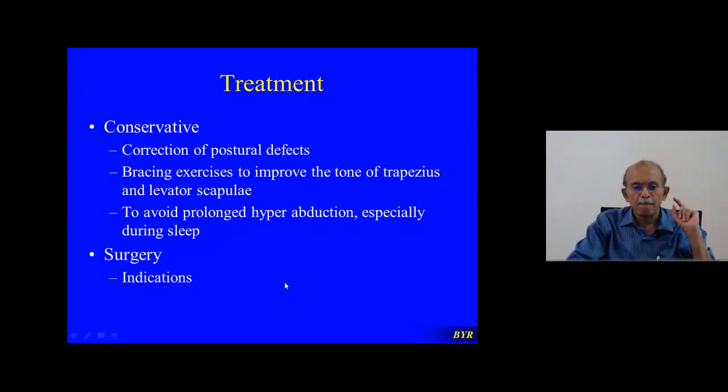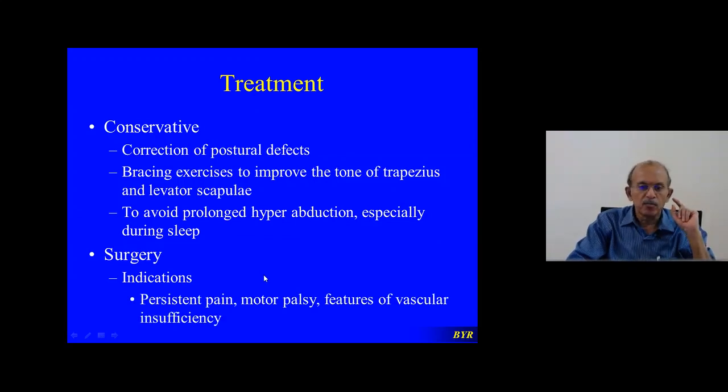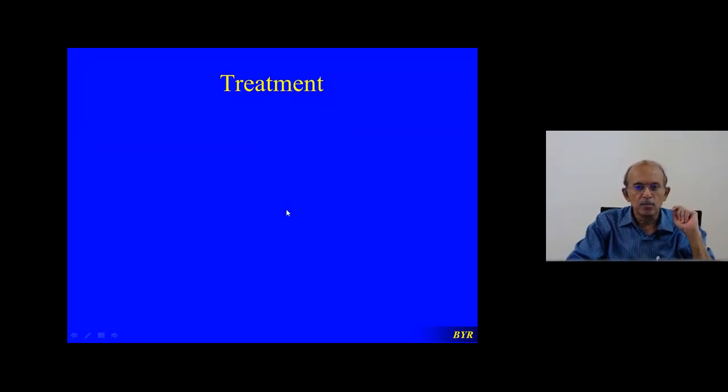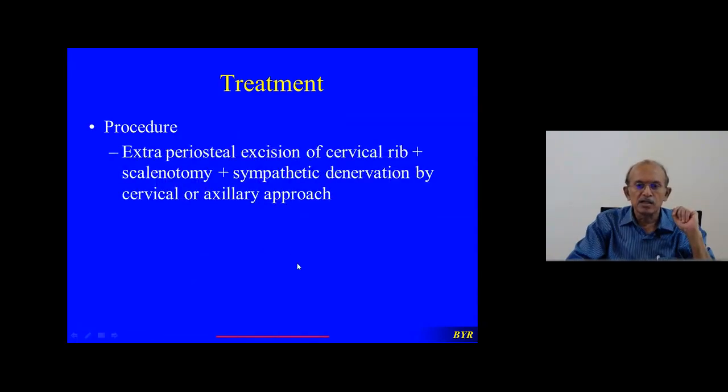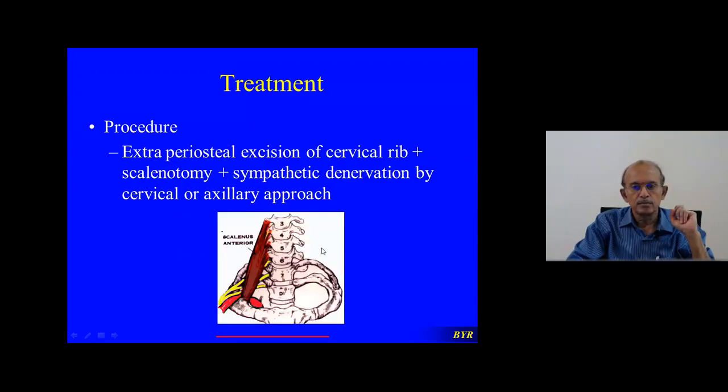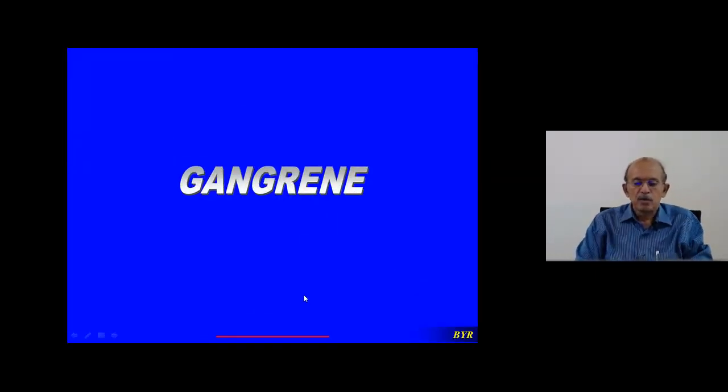Surgery. Indications: persistent pain, motor palsy, features of vascular insufficiency. Procedure: extraperiosteal excision of the cervical rib plus scalenotomy plus sympathetic denervation by cervical or by axillary approach. So that is about the extraneous causes of occlusion of the blood vessels.